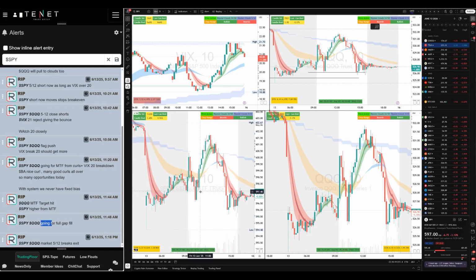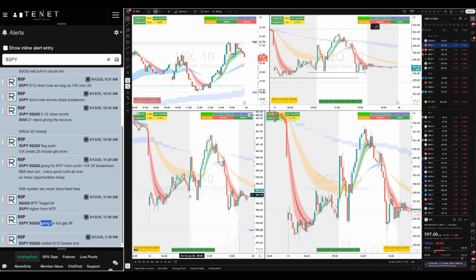So you can see that I said we are going for full gap fill. We did not really get full gap fill. That's why we exited when this broke right here, 512s break, we are out. And after that, you could short it again versus MTF. You can take another trade on the downside, but we were out from the longs when we broke the 512. You can see here, right? So you see that, right?